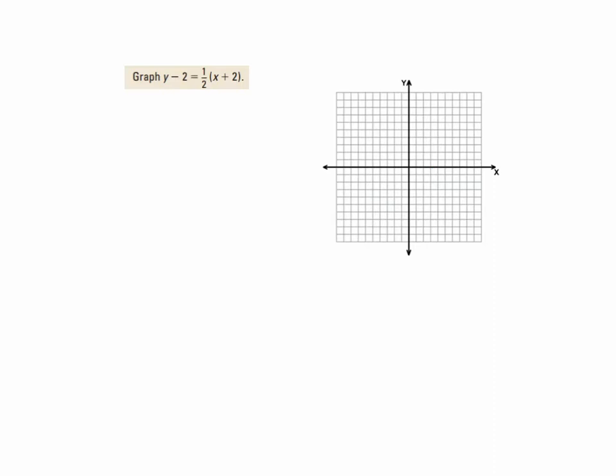All right, I want you to try this one. I want you to pause the video here in a second. I want you to identify the slope of this line, identify a point that it goes through, and then use those 2 pieces of information to graph the line. Then turn the video back on and see if you got it correct.